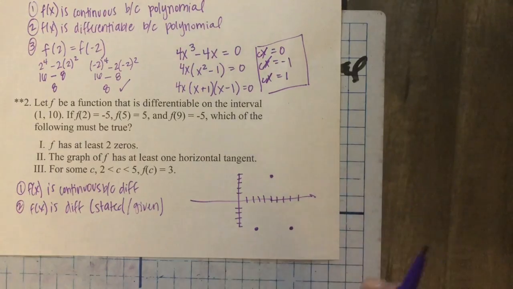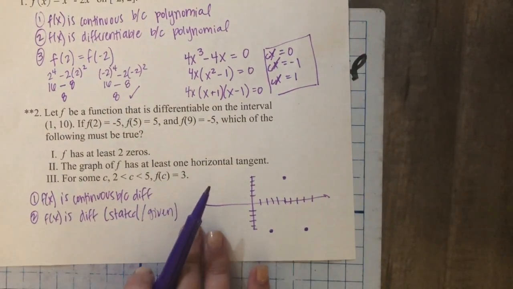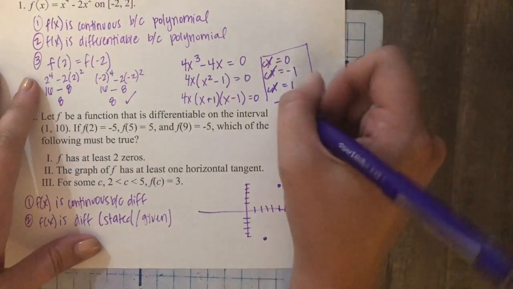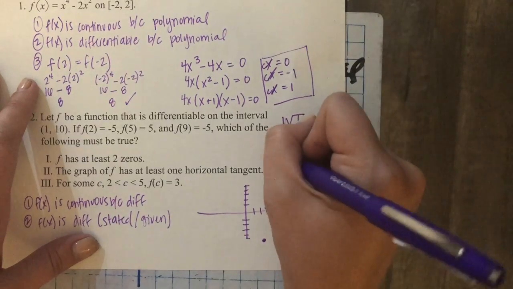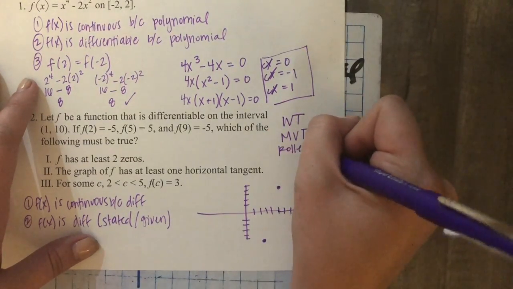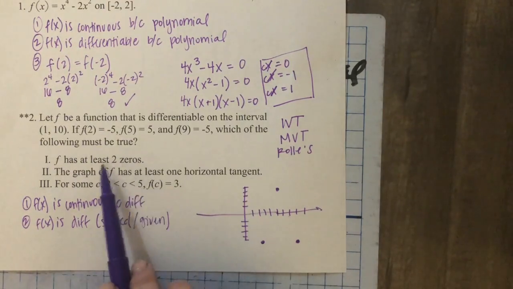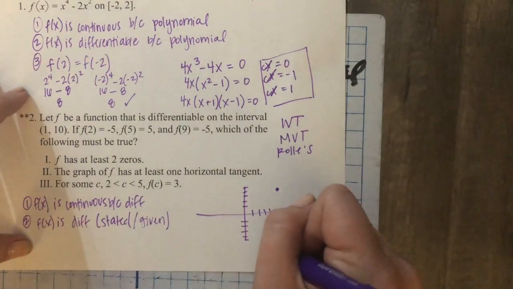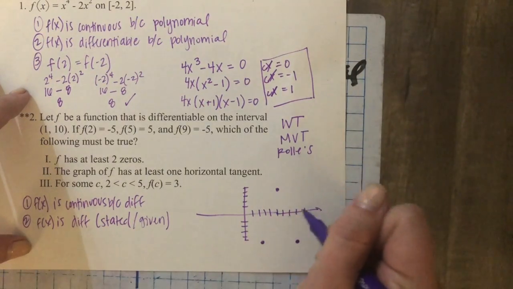Okay, so which of the following must be true? So it's asking me to think about my theorems. Remember, the theorems that I've learned so far are the IVT, the MVT, and Rolle's. Okay, so there are my options. One, f has at least 2 zeros. So yeah, I can see that if I'm going to connect all of these, it's got to have a 0 here and a 0 here.